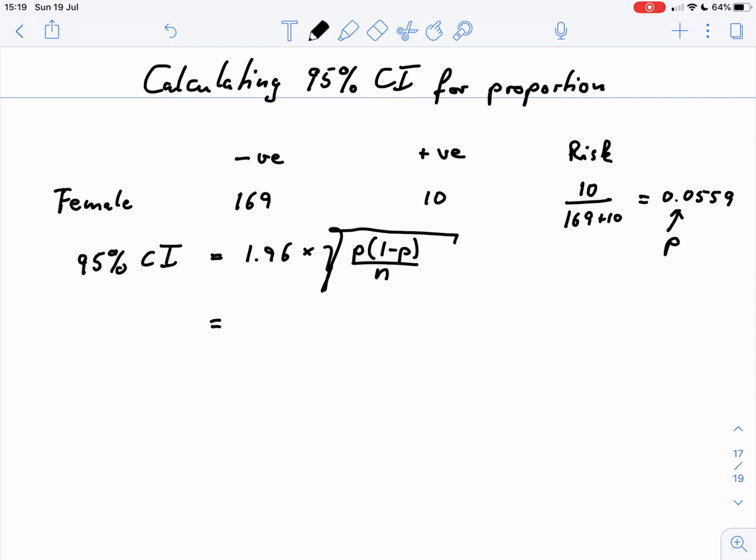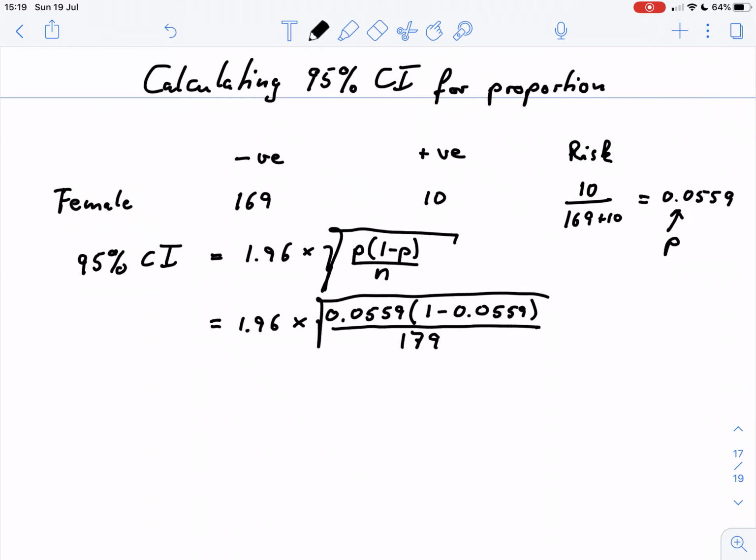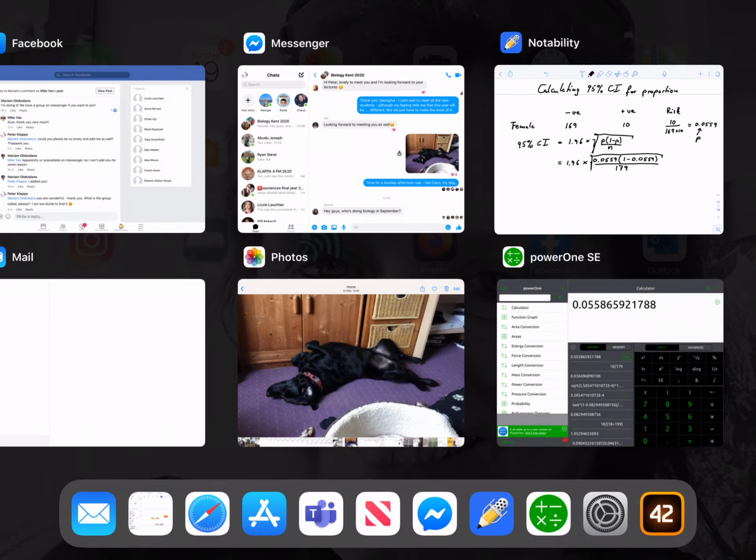So it would be 1.96 times, we have here 0.0559 times 1 minus 0.0559 divided by 179, and we take the square root of that. So let's quickly head over to a calculator and calculate this.